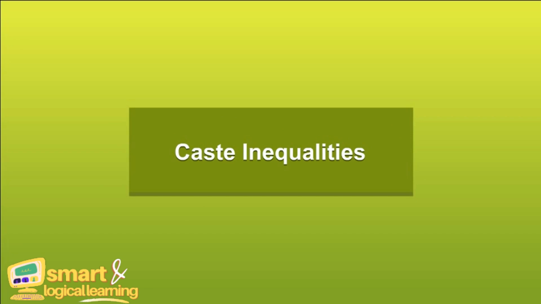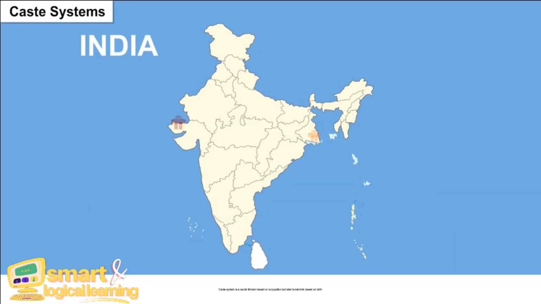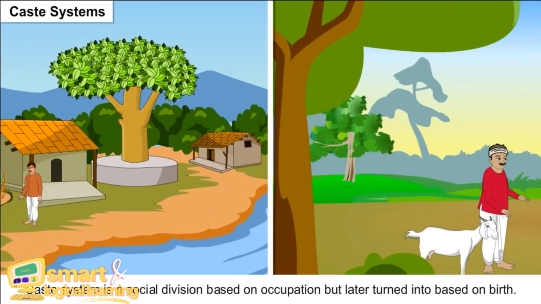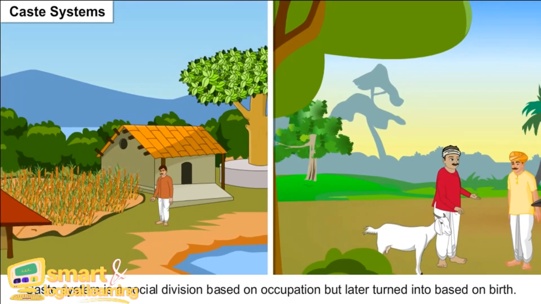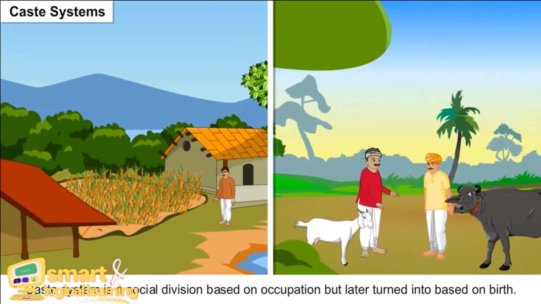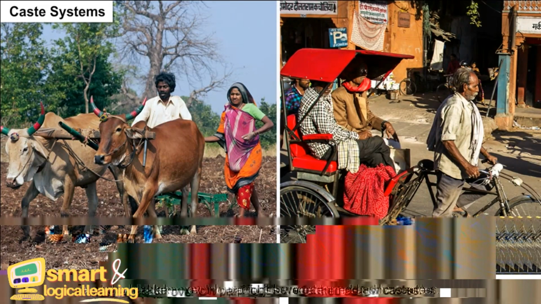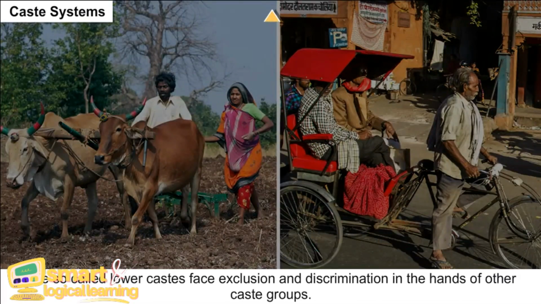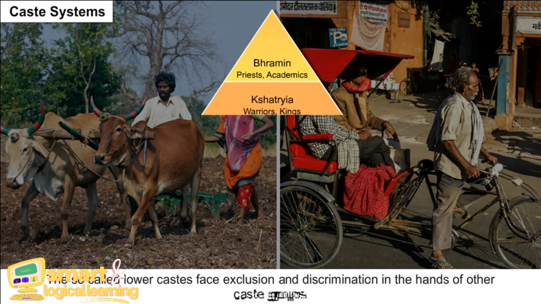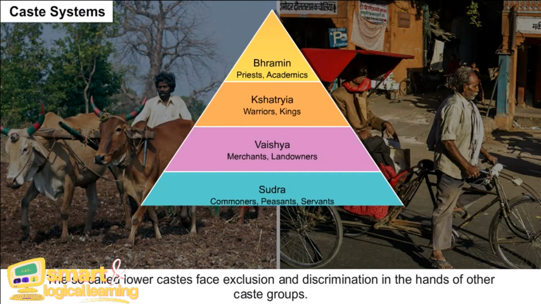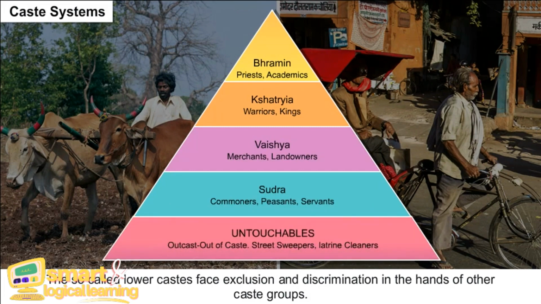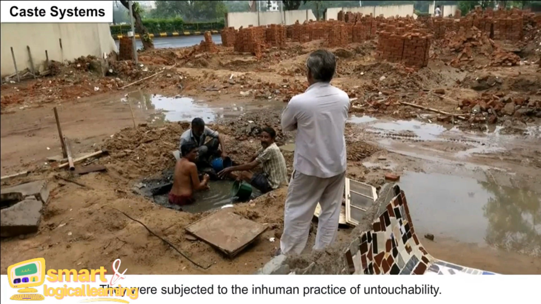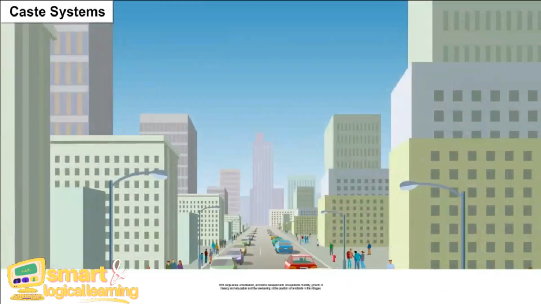Caste inequalities. Caste systems. Caste system is a social division based on occupation but later turned into one based on birth. Those who had taken over low-paid jobs were termed as low castes. The so-called lower castes face exclusion and discrimination at the hands of other caste groups. They were subjected to the inhuman practice of untouchability.